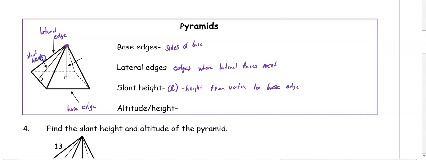This is going to be our slant height, which means our altitude or our height, which we're going to abbreviate as H, is going to be the height from the vertex to the center of the base. So this would be our height, which we could also call the altitude.